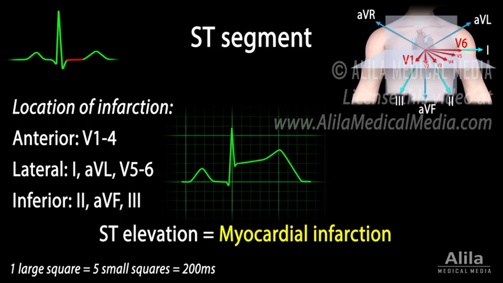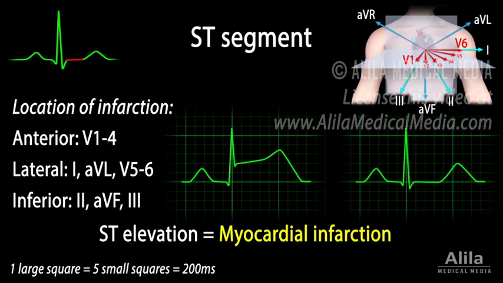The infarction may be localized based on the leads with ST elevation. There is usually a reciprocal ST depression in the electrically opposite leads. For example, ST elevation in leads 1 and AVL typically produces ST depression in lead 3.